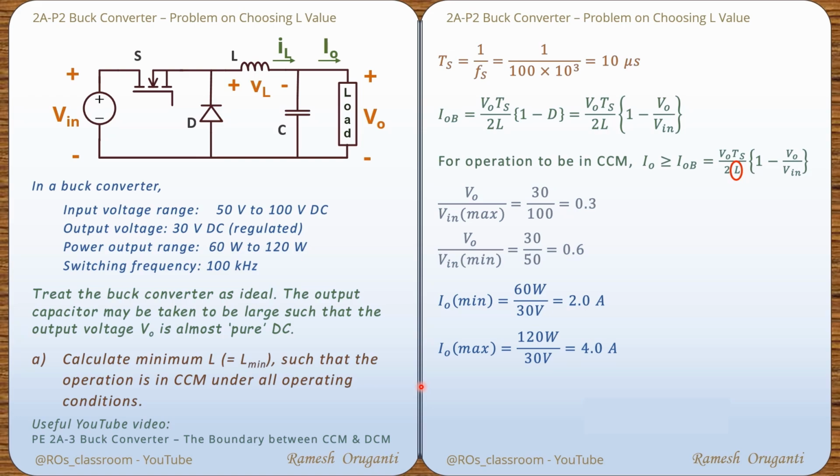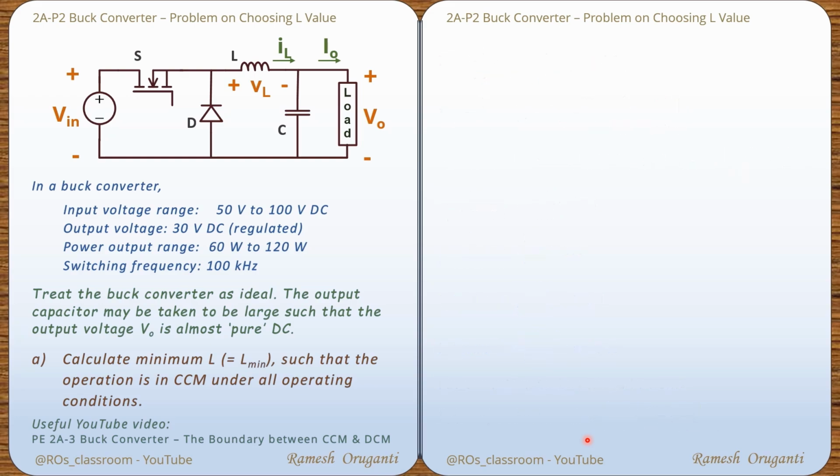So for operation to be always in CCM, the minimum of I0 should be more than the maximum of I0B. So I0 minimum should be more than or equal to I0B maximum, which is the maximum value of V0 Ts by 2L times (1 minus V0 by Vin). Here the same inequality is reproduced. So we have to consider the case when V0 Ts by 2L times (1 minus V0 by Vin) is maximum.